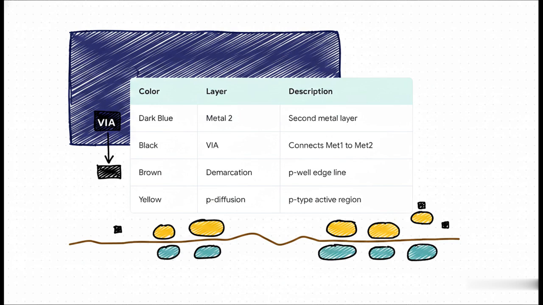We represent those P-type active regions with yellow. And crucially, look at the brown demarcation line. That's drawn to distinctly separate the P-well edge, so you place your P-type transistors above the demarcation line and your N-type transistors below it. It's just a beautifully structured way to organize advanced logic.